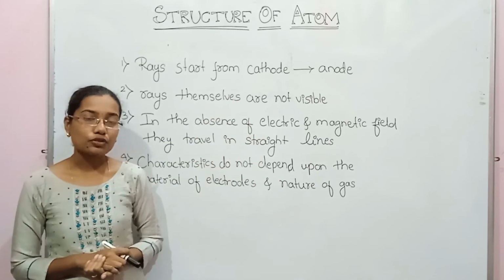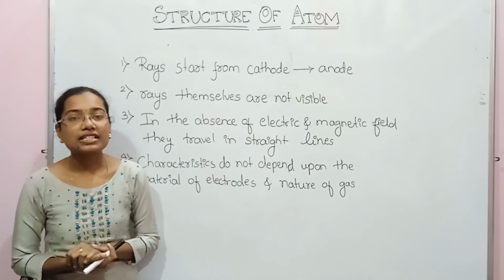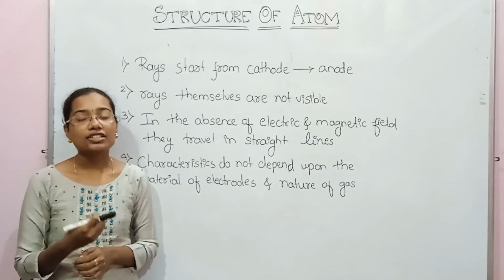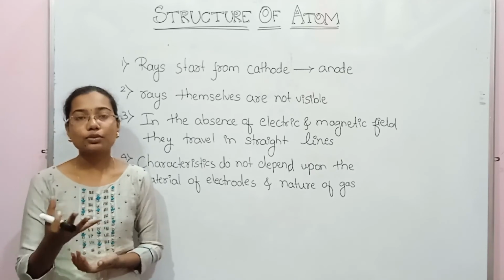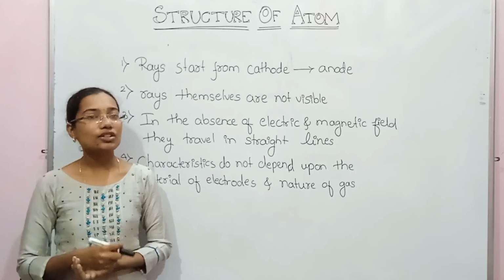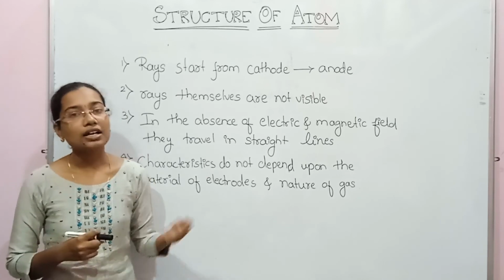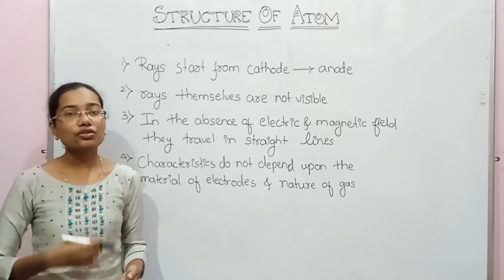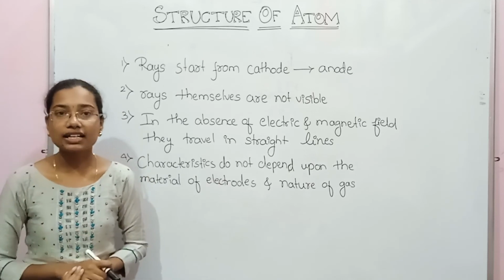Okay, this is about the discovery of electrons. In our next class we'll study about the charge of the electron, and about the protons and neutrons. Again we are left with the other 2 subatomic particles, protons and neutrons. About those we'll see in our next classes.